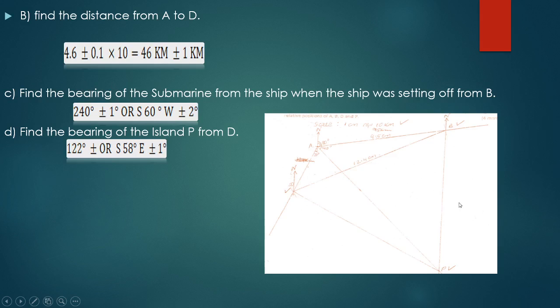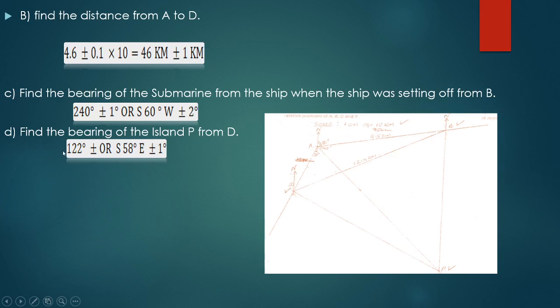And the equivalent compass bearing will be south 60 degrees west, because it is towards the west. So it is south 60 degrees west. That is the equivalent compass bearing, plus or minus either 1 degree or sometimes 2 degrees.